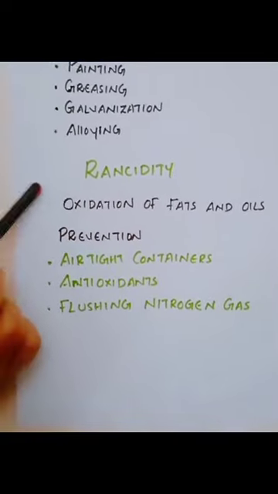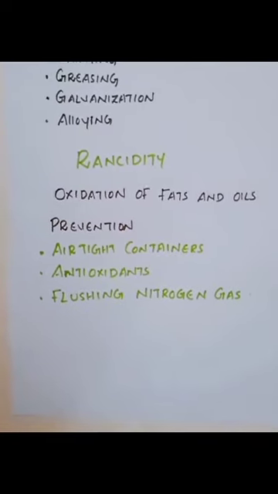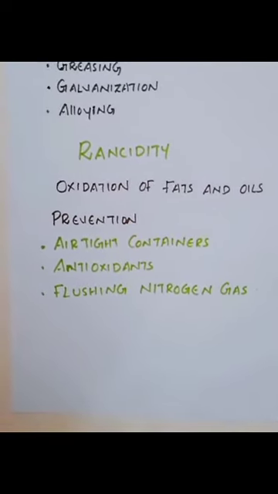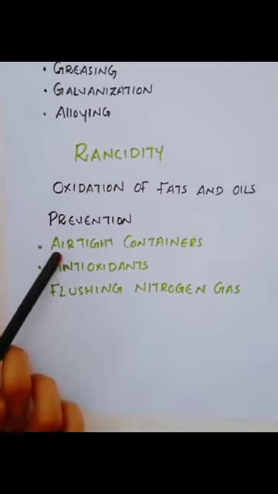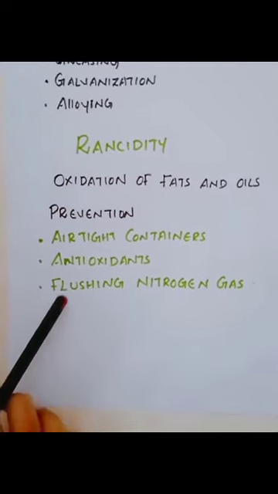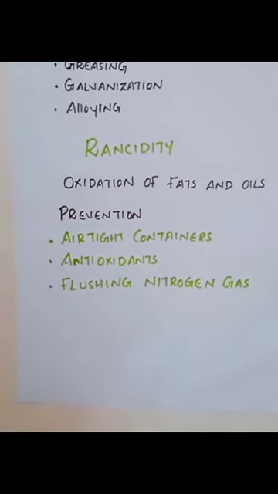So rancidity is the oxidation of food items containing fats and oils. We can prevent rancidity by keeping food in airtight containers, using antioxidants, or flushing with nitrogen gas. With this, we came to the end of chapter 1. Along with reading the textbook, try to do all the in-text questions and exercise questions.